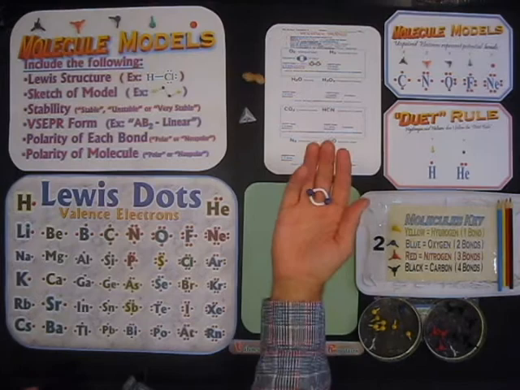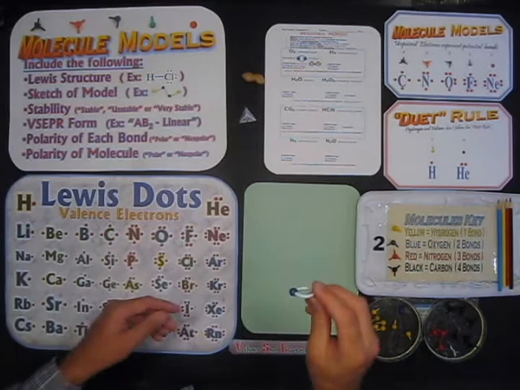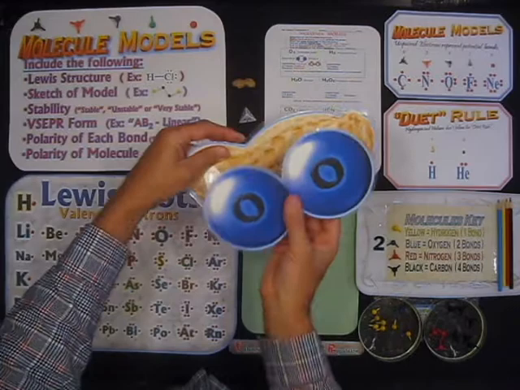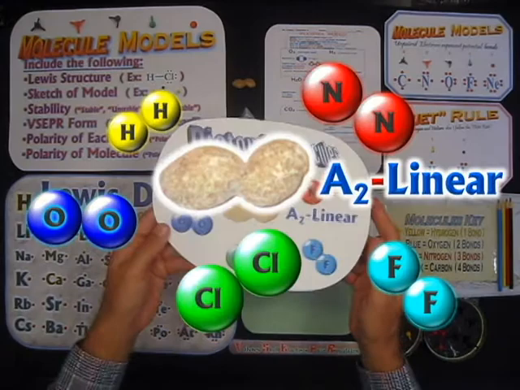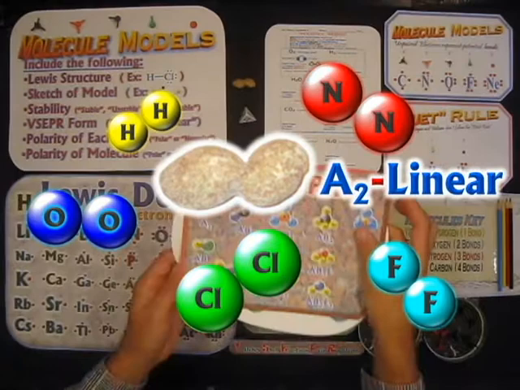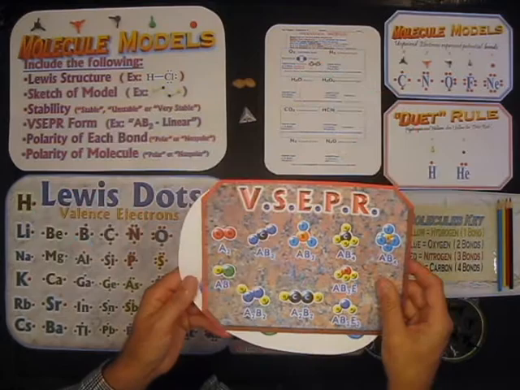And then what's the VSEPR form? Well, doesn't this look a little bit like a peanut? Maybe not at first glance, but if you were to show the oxygen molecule this way, doesn't that look a little bit like a peanut? That's peanut shaped. So what do we call those? All those peanut ones, those are A2 linear. That's the VSEPR form. So for the VSEPR form, notice it says A2 linear. I got it from this. And notice anything that's A2, it's not just oxygen, anything that's A2 is A2 linear. That's really the only thing you can do. With two points, all you can get is a straight line.